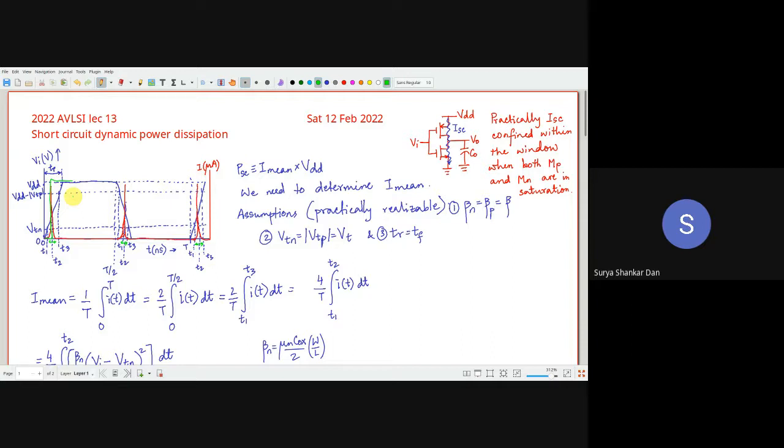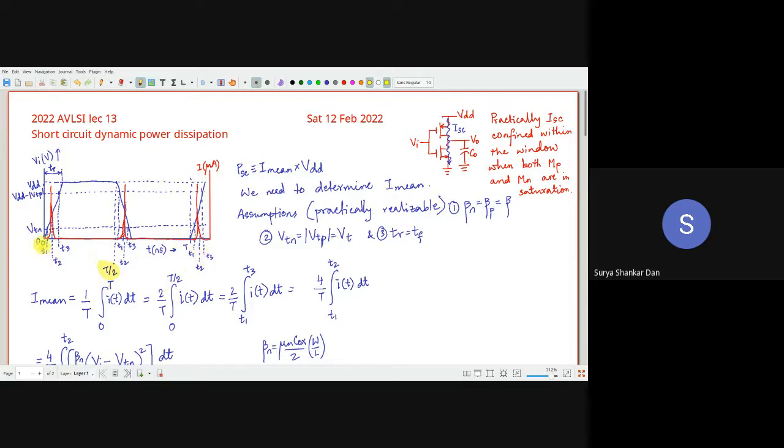Okay, and that is essentially what leads to the short circuit power. So in this case, what we will understand is that Vi is going from 0 to VDD, and VDD to 0, and these transitions will happen exactly at what instance? T by 2 and capital T here.